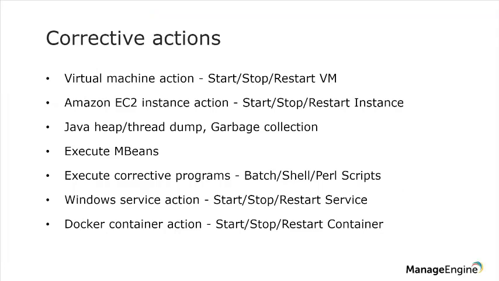So under corrective actions, which are specific to certain monitor types, say for example, you have added a Java Runtime Monitor, and for that monitor, you need to trigger a heap dump in order to identify the issue that has been raised in that particular application. For this, you can make use of the Java heap dump action. Or in case you have a script that you need to execute on the remote machine, you can make use of the execute corrective action. Or in case you want to restart a Windows service, you can make use of the Windows service action.